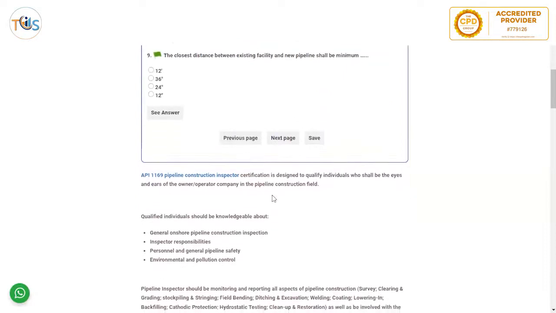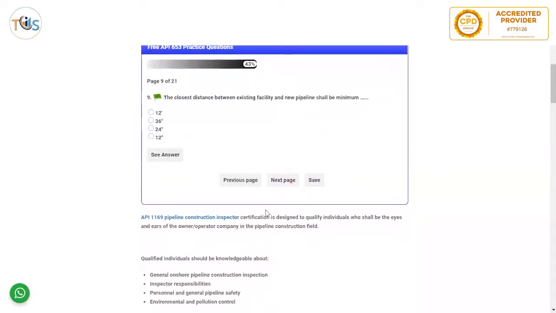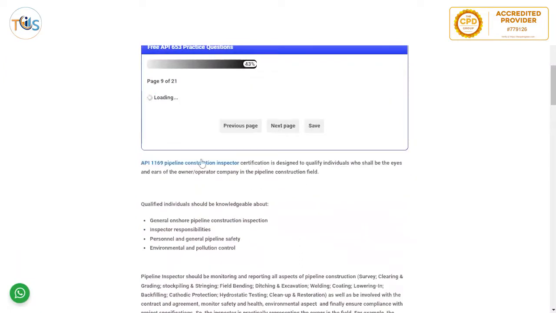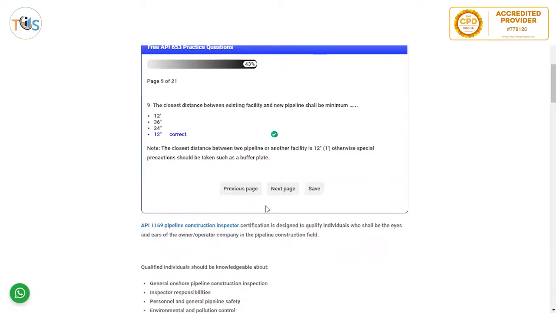facility. The closest distance between existing facility and new pipeline shall be minimum, I think it's 12 inch. That's the minimum distance. Obviously, if you use a buffer plate or anything, under a special condition, you can even be closer if you cannot avoid that 12 inch distance between your pipeline and the existing pipeline.